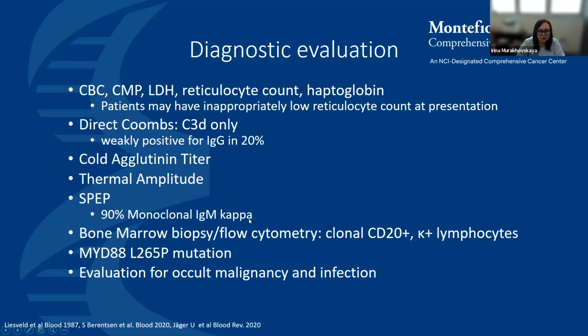Bone marrow biopsy should be performed to rule out an overt lymphoma and to confirm histology. As we've discussed, typically we see a clonal population of CD20 positive, kappa positive lymphocytes with no evidence of MYD88 mutation. Patients should be evaluated for occult malignancy and infection as appropriate.